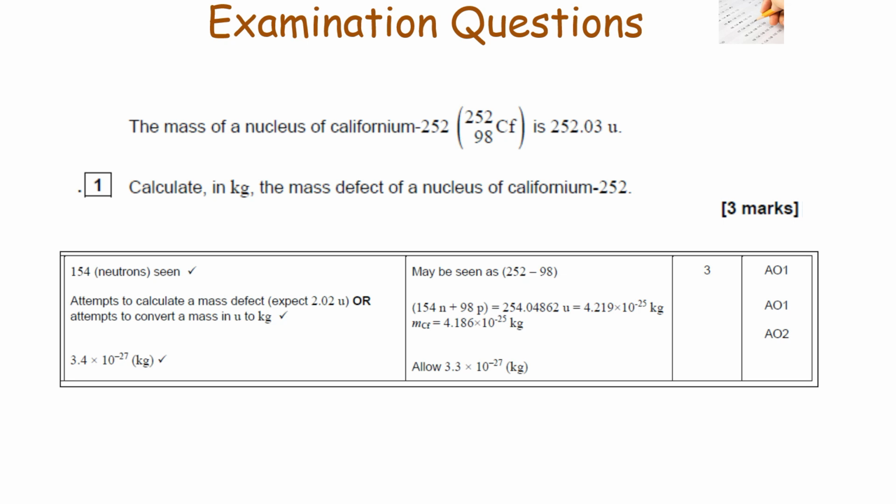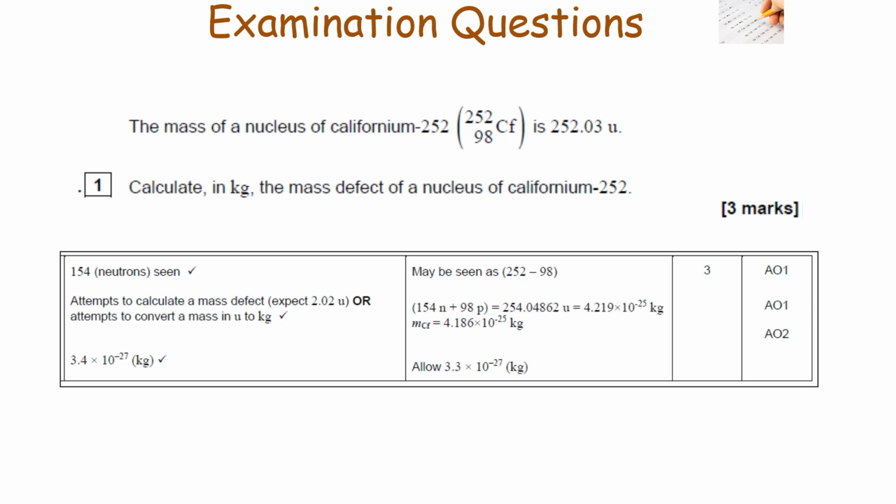The second mark is then trying to calculate the mass of 98 protons and 154 neutrons in U. Now again, the value of the proton and neutron in U is given in the equation book in the exam. So therefore you can work out the total, which is 254.04862 U. You can then subtract the mass of the nucleus, 252.03, so then you get the difference between the two of them.